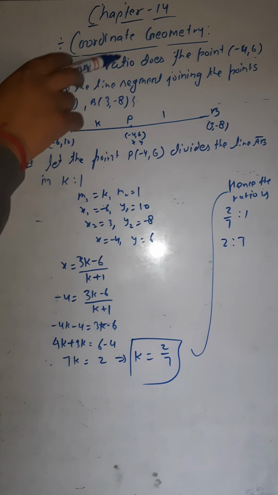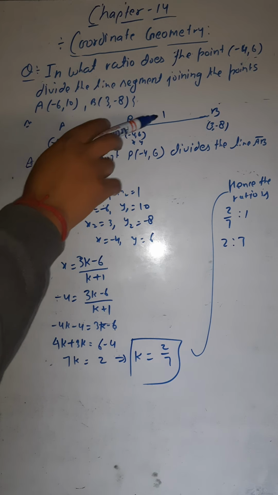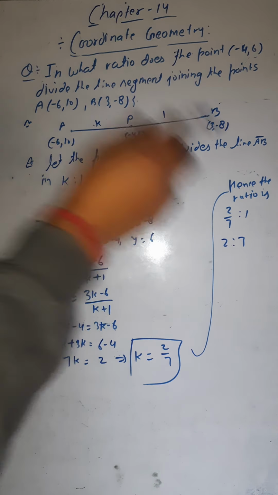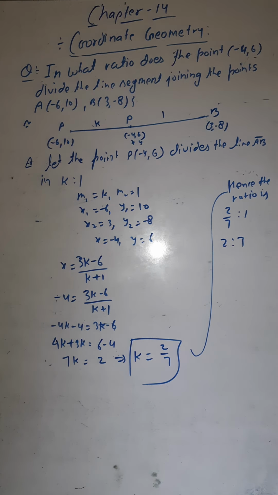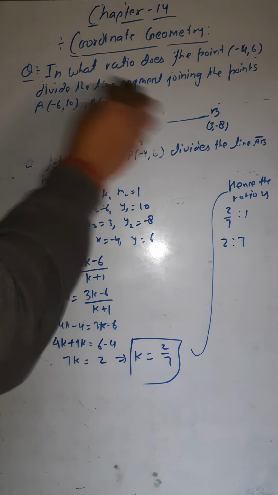So what was the question? In what ratio does this point divide this line segment? It means you had to find the ratio. So the ratio you have got here is 2:1. So this is the answer. Okay, so this is how we solve questions where we are to find the ratio. So let's move to another question. First we note it down.